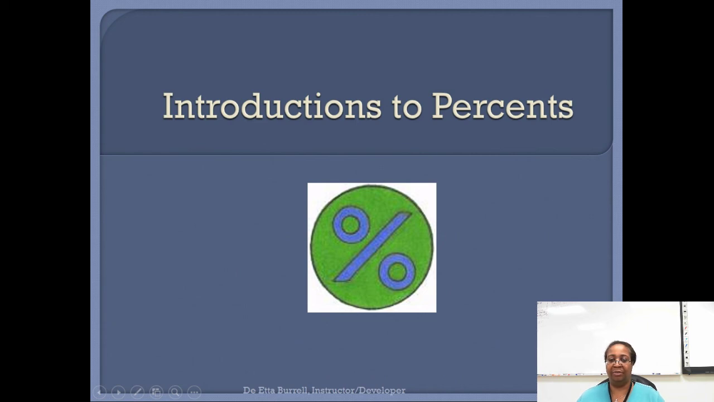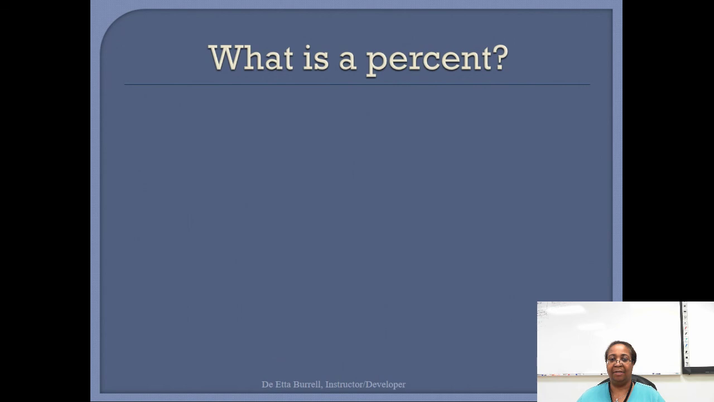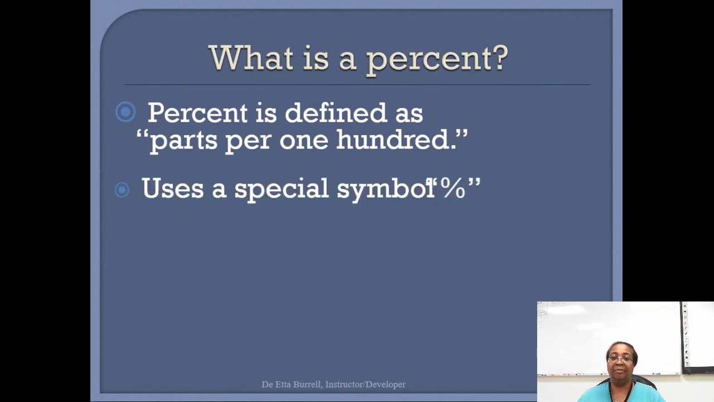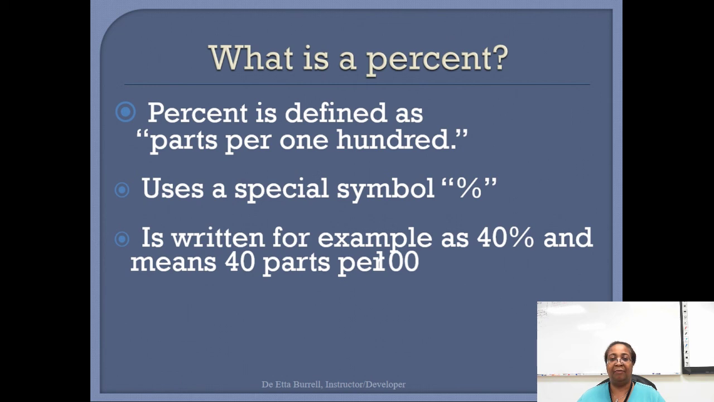The introduction to percentage concepts, and I want to first start with what is a percent. A percent is defined as parts per 100. Basically, it means a number over 100. It uses a special symbol, and that's this percent symbol here. It is written, for example, as 40%, and 40% means 40 parts per 100.